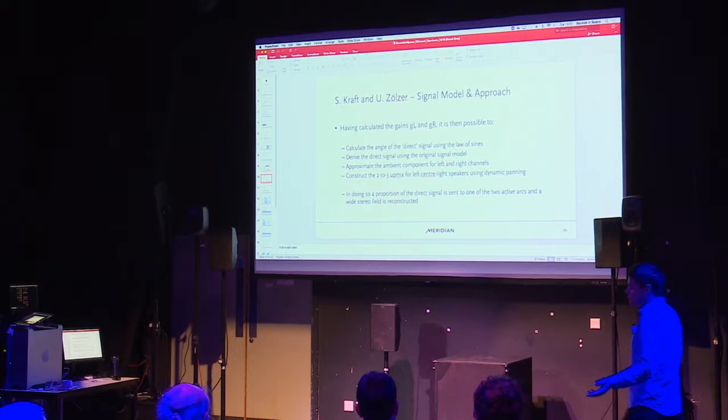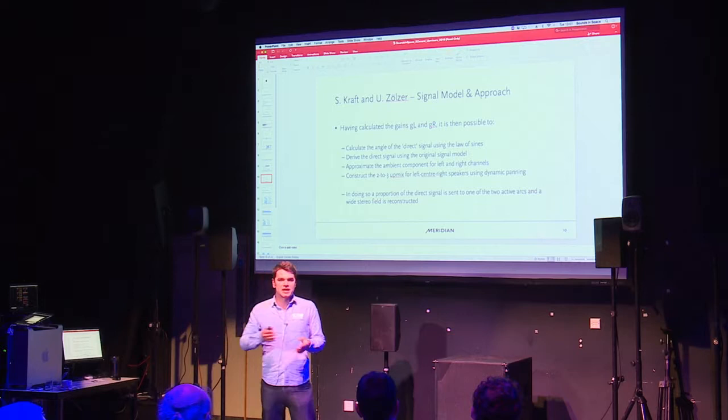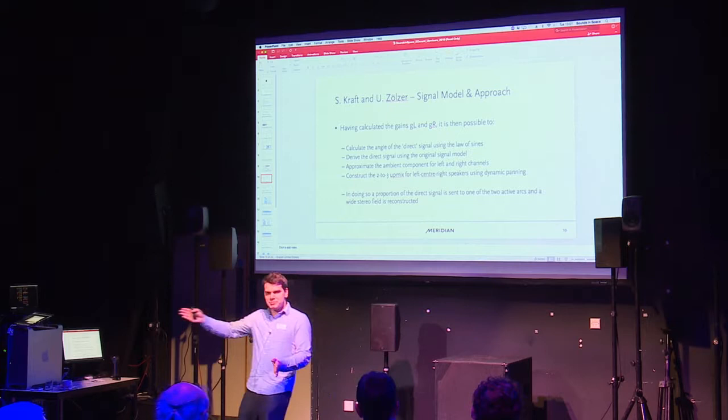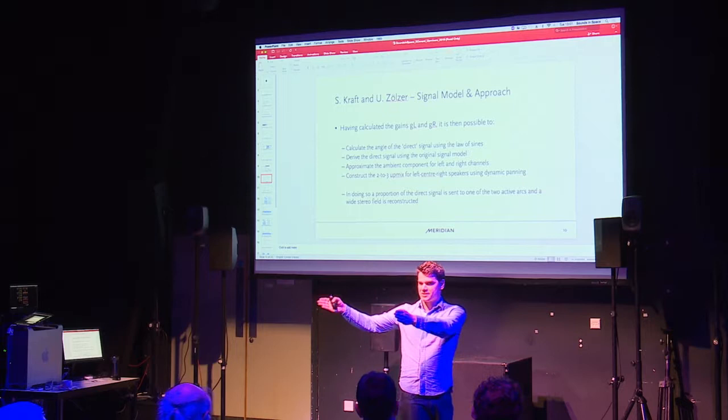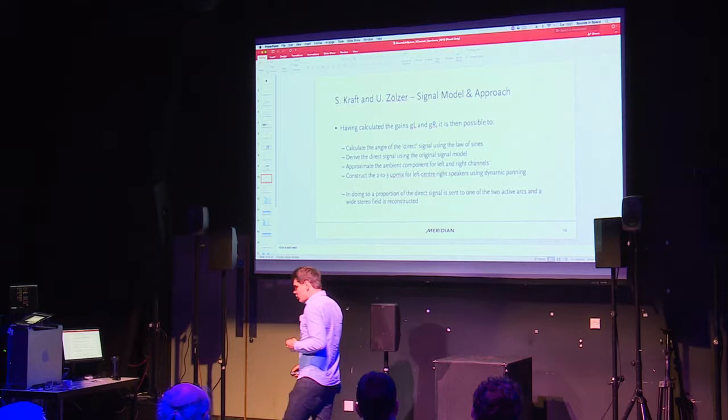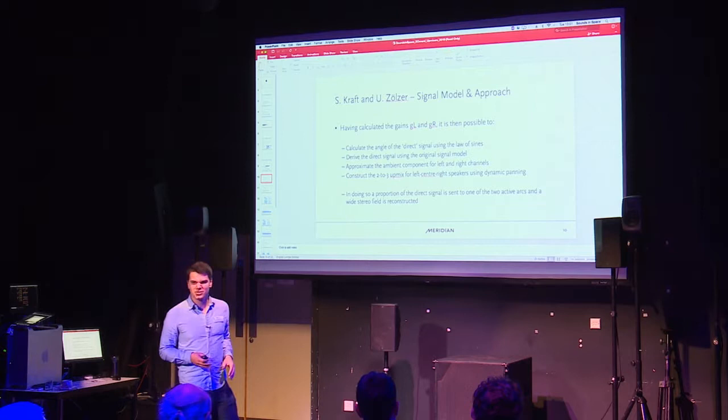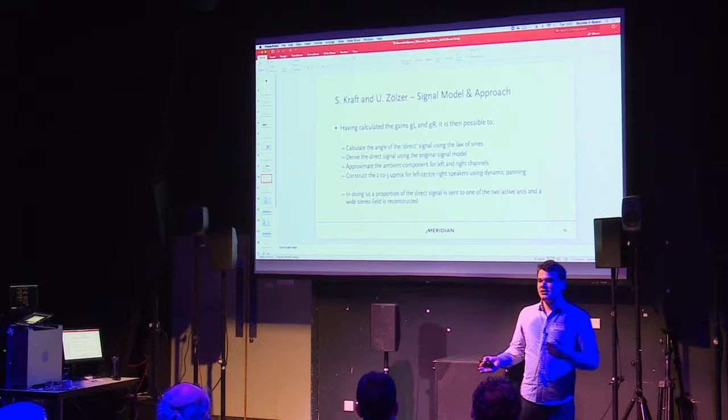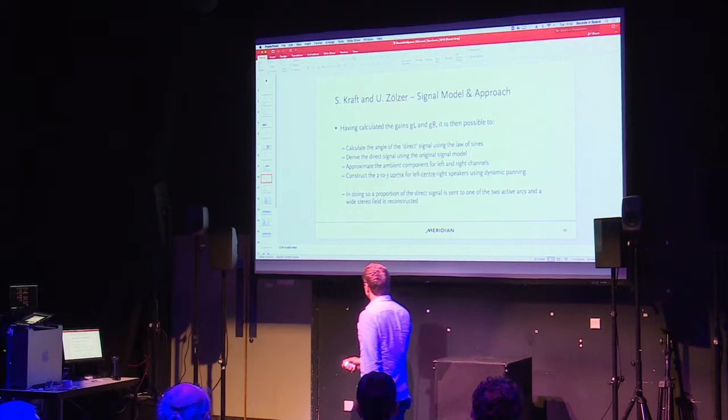So basically, from the law of sines, you can calculate the angle that that particular direct sound source in its particular time frequency slice is coming from. So where should it be positioned across the front arc, or indeed the two arcs that you now have, because you've got left center, center right, okay? And with a little bit more assumptions, you can generally say that the ambience is the residual, it's what's left over in the left and right channel once you've extracted your direct sound, and you can apply a filter to one side to decorrelate it from the other. Okay, and those are your left-right channels. All right.